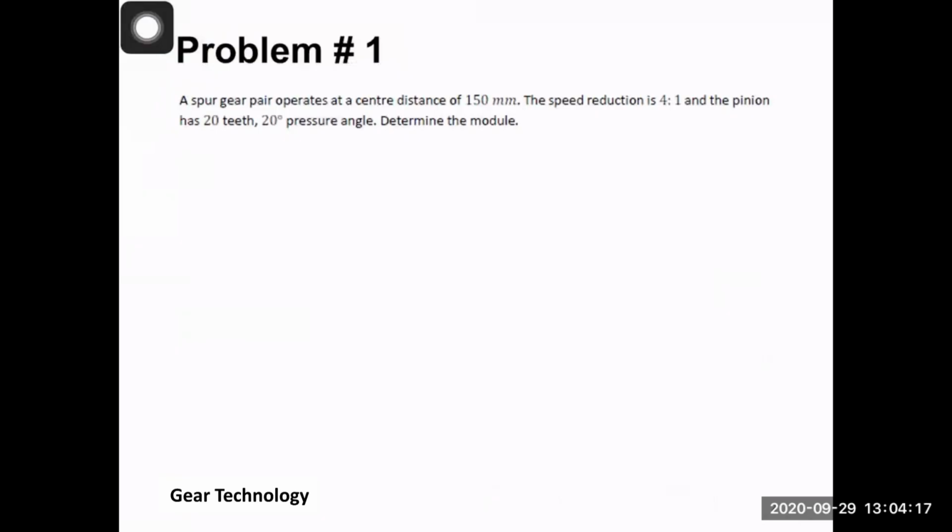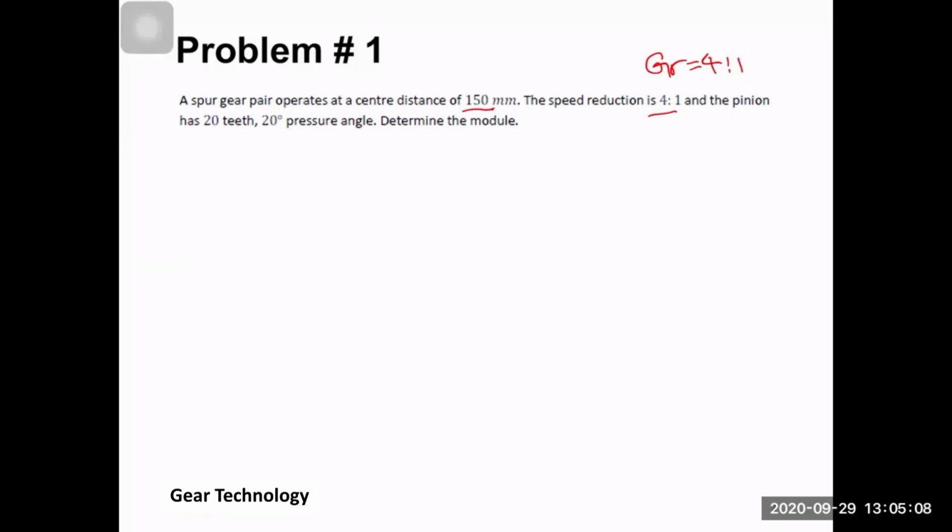It says here we have a spur gear pair operates at a center distance of 150 millimeter, right? So we have the center distance as 150 millimeter. The speed reduction is 4:1. This speed reduction is the gear ratio, if you remember. The gear ratio here is 4:1. We have the center distance as 150 millimeter, and the speed reduction or the gear ratio as 4:1.